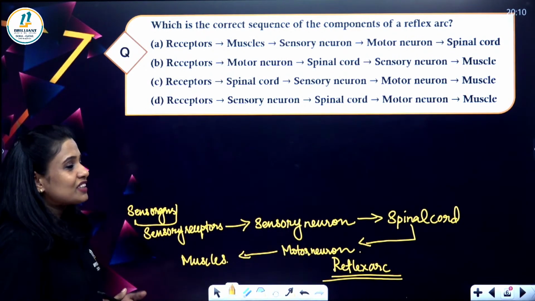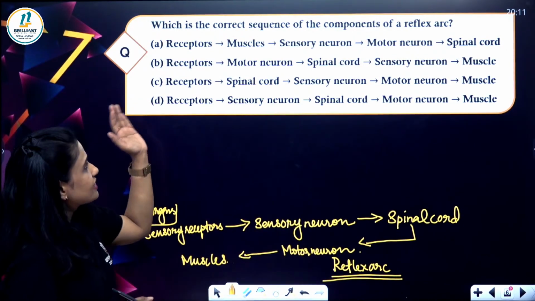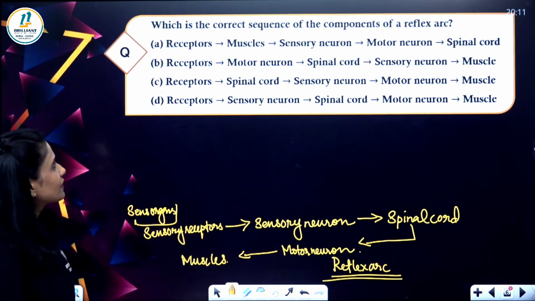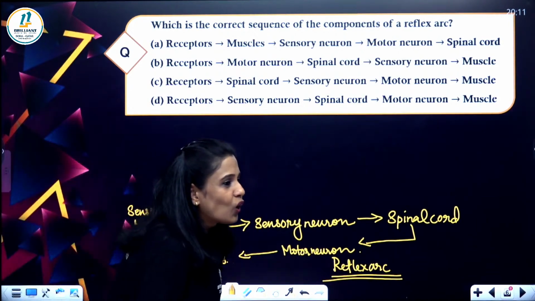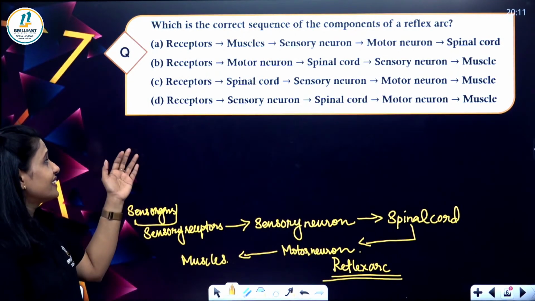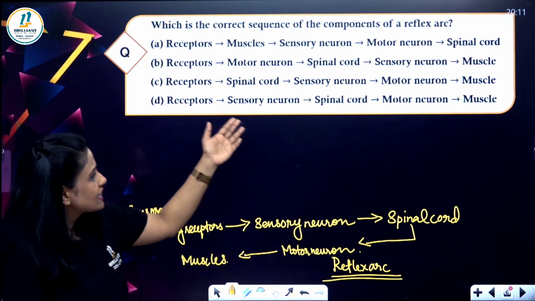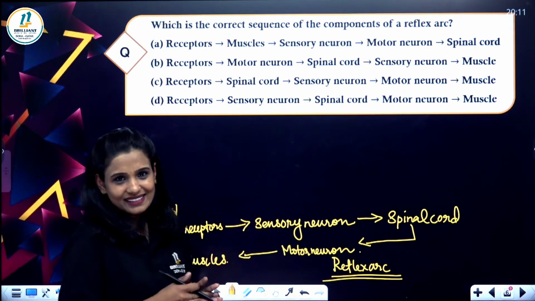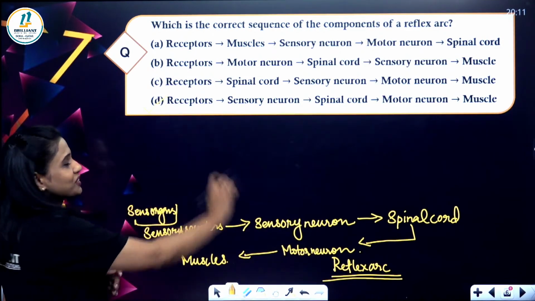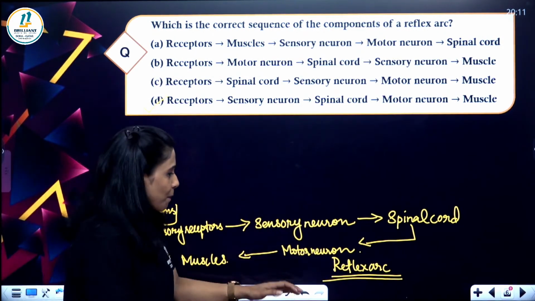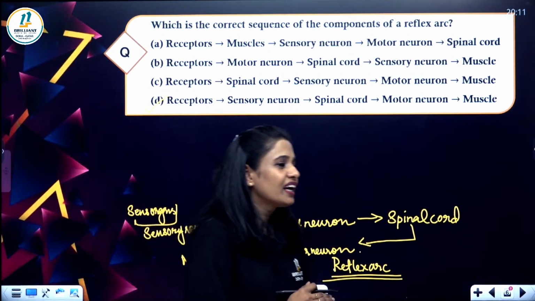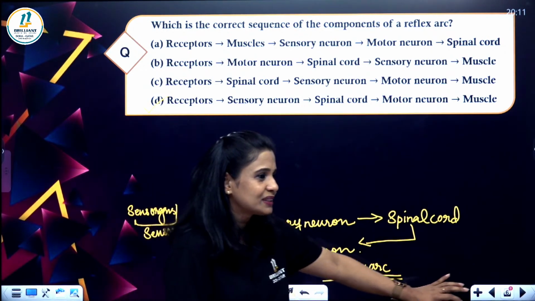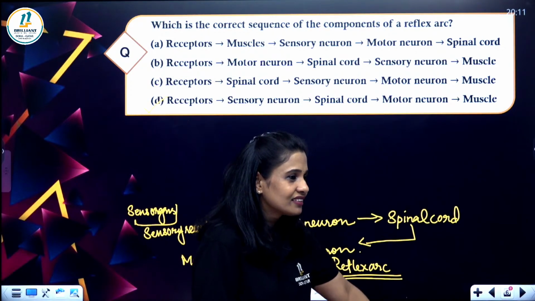So, from this, which is the correct option? Which is the correct sequence of components in a reflex arc? Okay, very good, very good. All are commenting the correct answer. Receptors to sensory neuron to spinal cord, then motor neuron, last muscles. It will reach the muscles. Correct. Very good. Okay, Rahul Vijay. Very good. All are commenting the correct answers.